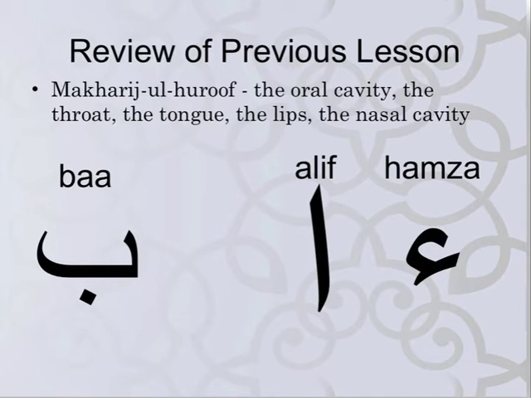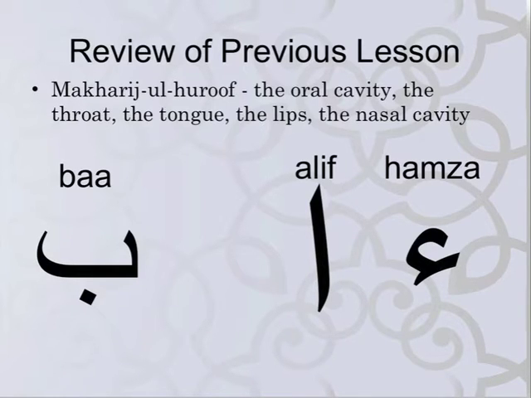Number 1, the oral cavity. Number 2, the throat. Number 3, the tongue. Number 4, the lips. And number 5, the nasal cavity. So, what did we review in the previous lesson? We reviewed 7 letters. We started with Aleph, Ba, Ta, Tha, Jim, Ha, and we ended with Kha. I'm going to go through all of these quickly as well.